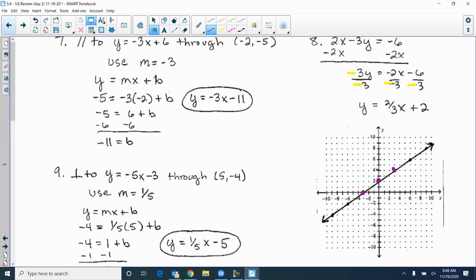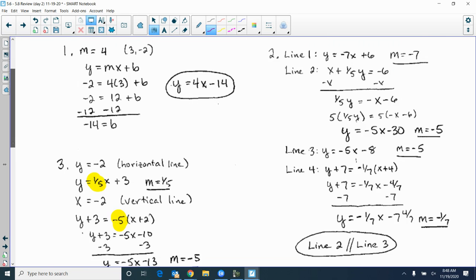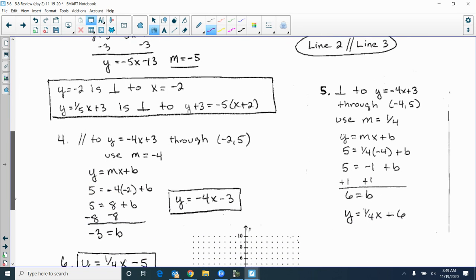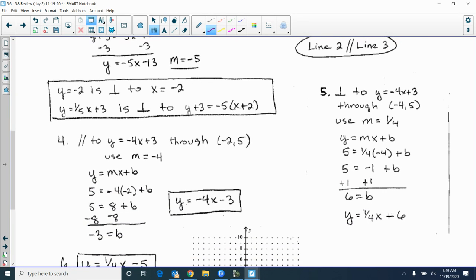Number 5 is 1/4 x plus 6. All right, thanks. All right. Nothing else, 1 through 9?